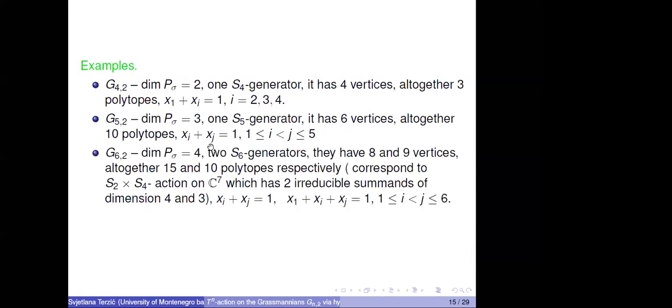And one example which is a little bit more complicated is when we consider 4-dimensional polytopes. We have 2 generating polytopes. They have 8 and 9 vertices, 15 and 9 polytopes, and they are given in this way. And actually, they just correspond to the S2 times S4 action on C^7, which has 2 irreducible summands. So in this way, we completely describe (n-2)-dimensional polytopes.